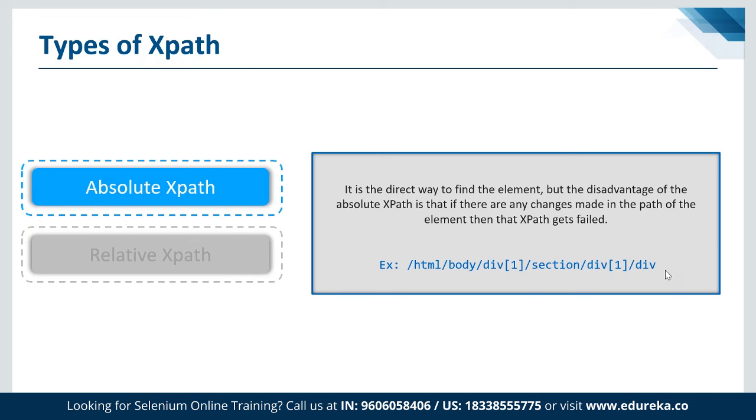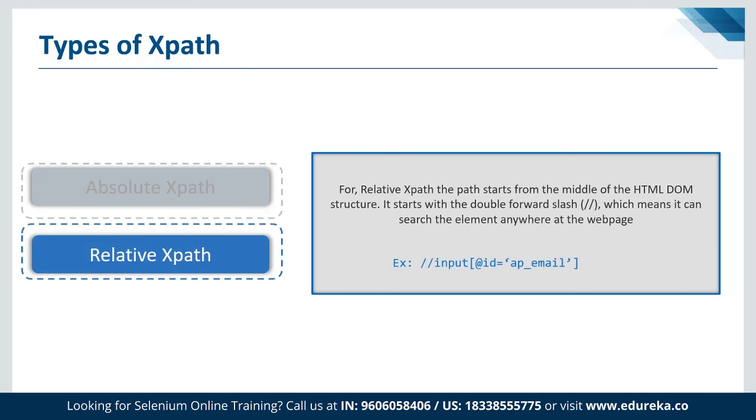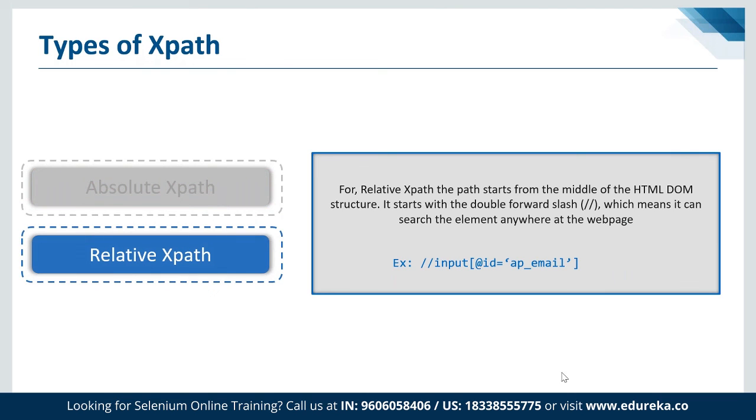So instead of that, you can go with the relative path. In relative path, you can start from the middle of the HTML document. It starts with a double forward slash, which means it can search for the element anywhere in the web page. So it's like Control F for you. It searches from there and then picks the particular element for you. So wherever you go with double slash, you can pick the element.